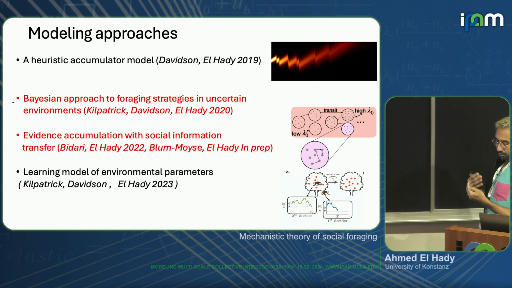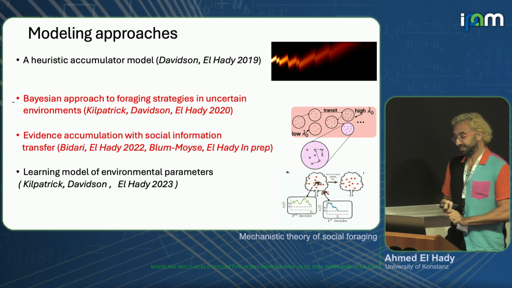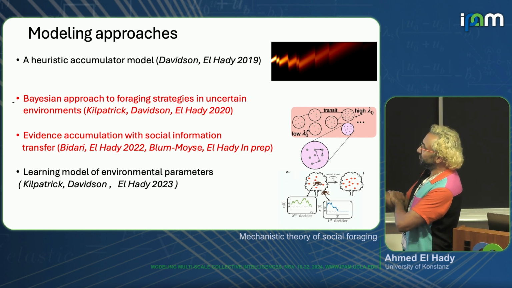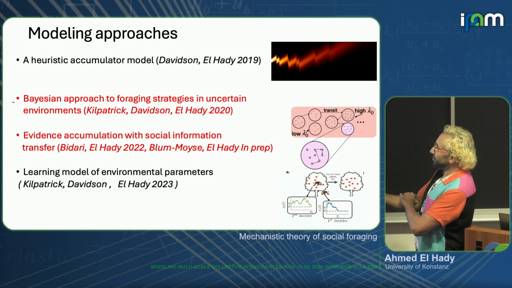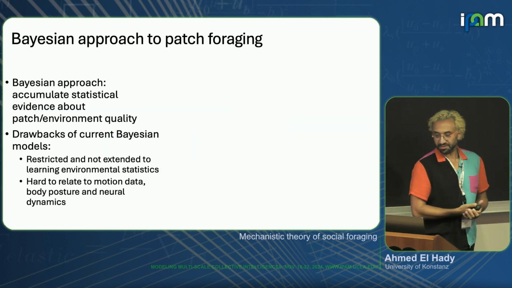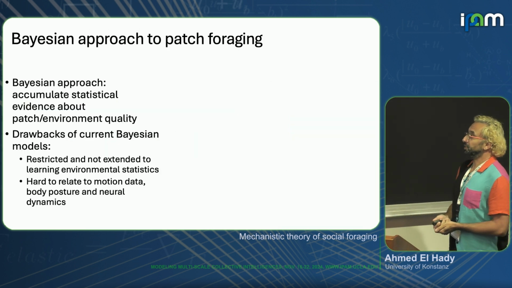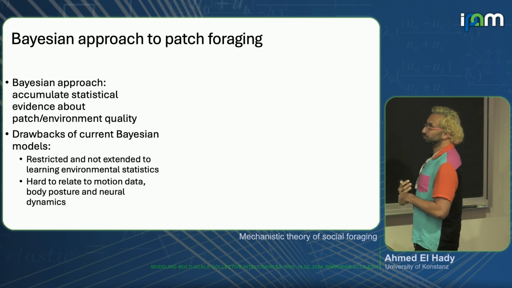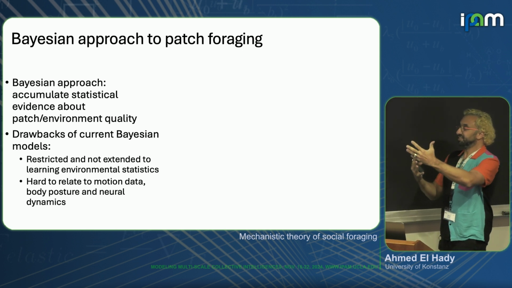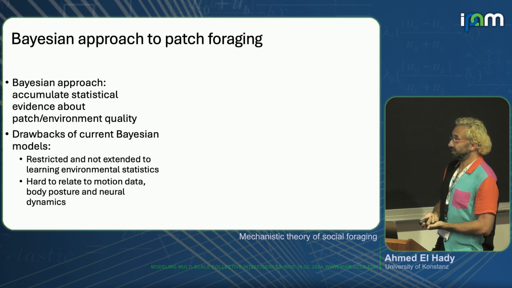Throughout the years, I have developed modeling frameworks to address these questions, and today I will really focus on two, here in red: this Bayesian approach to foraging, and how we can extend the foraging models from a single agent that is doing integration in its environment to a bigger social group. To get us started, the Bayesian approach to patch foraging, which I'm sure will be familiar to almost all of you, is where you accumulate statistical evidence, in this case about the patch or the environmental quality.